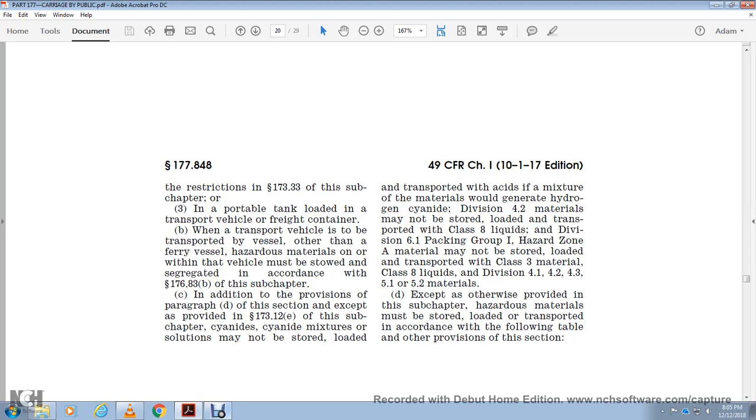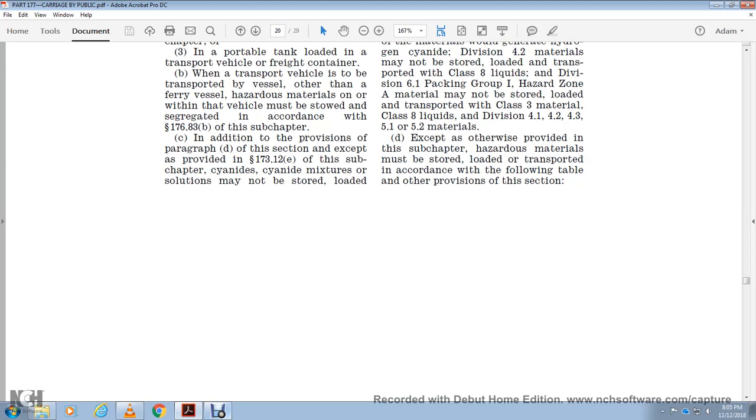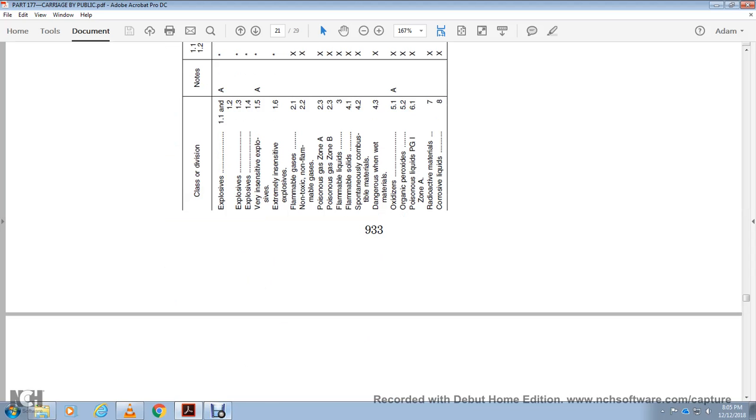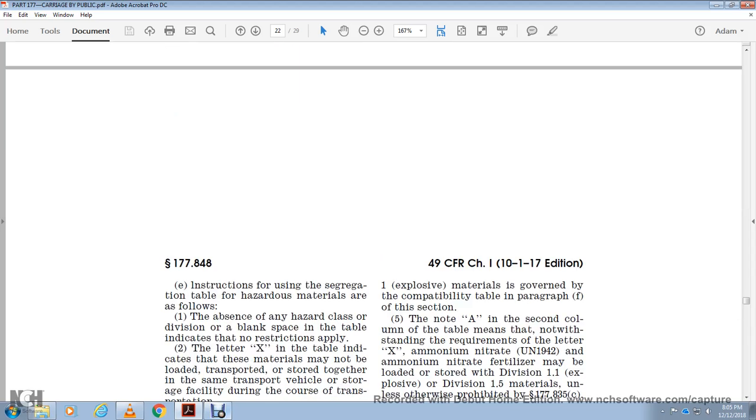Except as otherwise provided in this subpart, hazardous materials must be stored and transported in accordance with the following table and other provisions in this section. Here is the table. Instructions for the segregation table: materials are found by the class or division of the hazard, and a blank space in the table indicates no restriction.